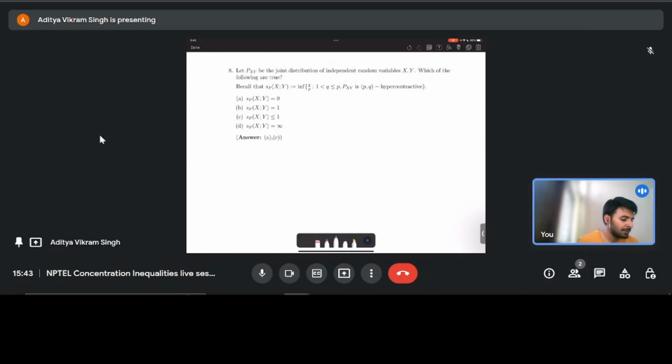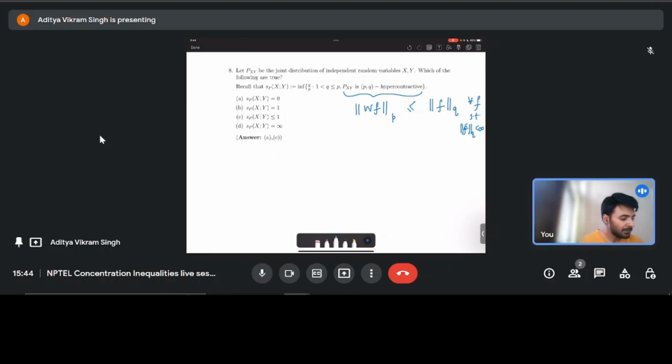Okay, let P_XY be a joint distribution of independent random variables. Which of the following are true? Okay, (p,q) hypercontractive. So what does this mean? P_XY is (p,q) hypercontractive. It means that the pth norm of Wf is less than or equal to the qth norm of f, and this is true for all f such that this qth norm is less than infinity. So this qth norm should exist.